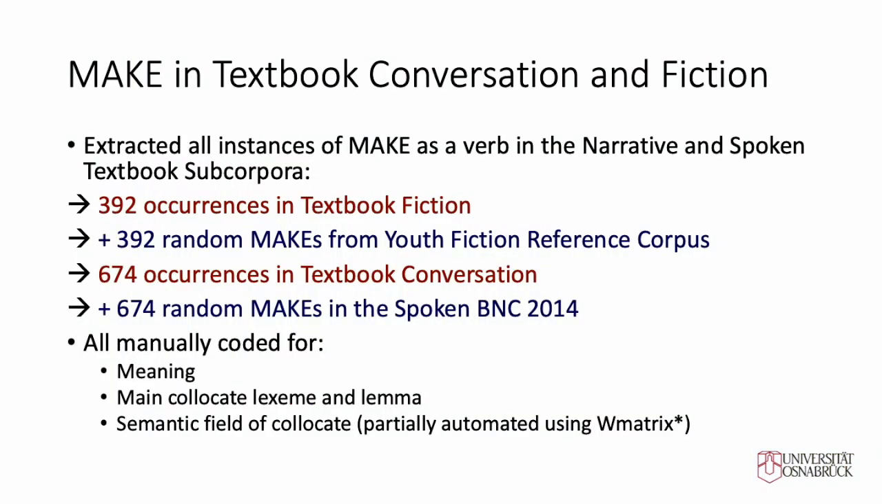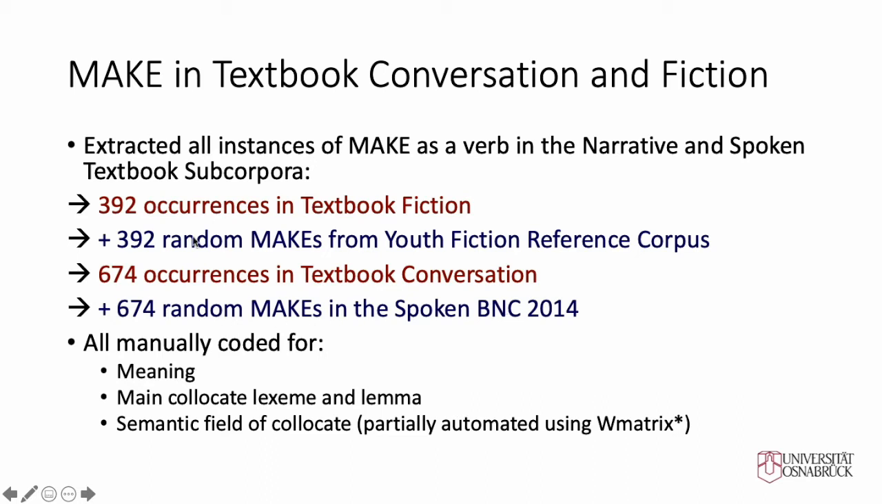To do so, I've extracted all instances of make. So this is the lemma make, so that it includes all the forms of the verb in the narrative and the spoken textbook subcorpora. That means I've ended up with 392 occurrences in the textbook fiction and 674 occurrences in the textbook conversation. And I randomly extracted the same number of make concordance lines from the two reference corpora, the youth fiction here and the spoken BNC 2014.